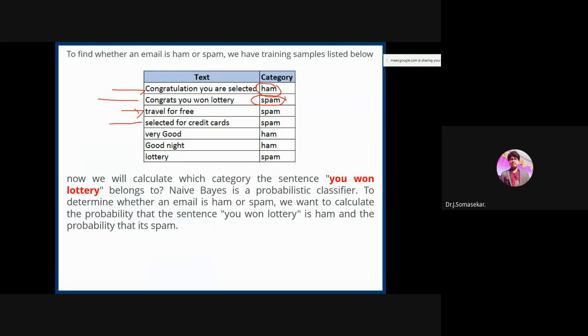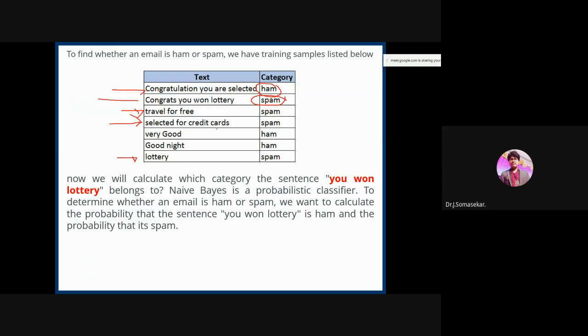This type of mail we are receiving frequently nowadays. "Click this link and enter your credit card details." This is one type of attack on your credit card, so it is fraud. This is also spam. And "very good, no issue," "good night, no issue" are not spam. And lottery: when you find this text, obviously it will go to the spam folder.